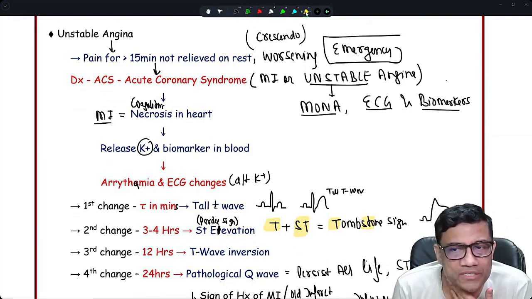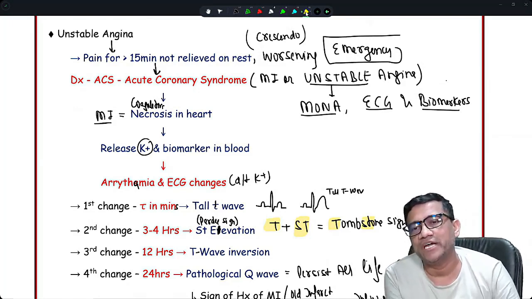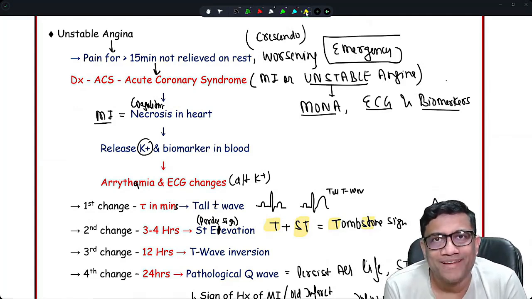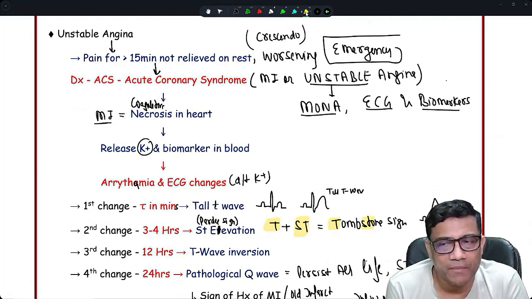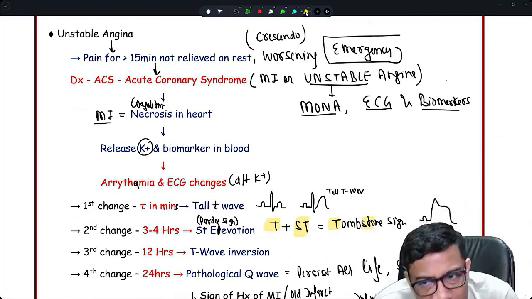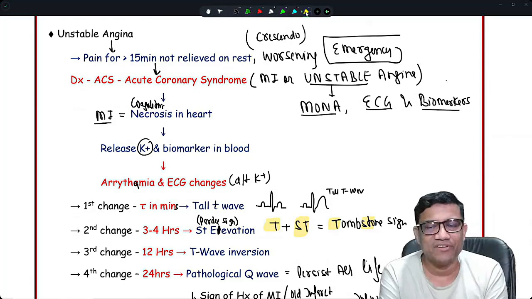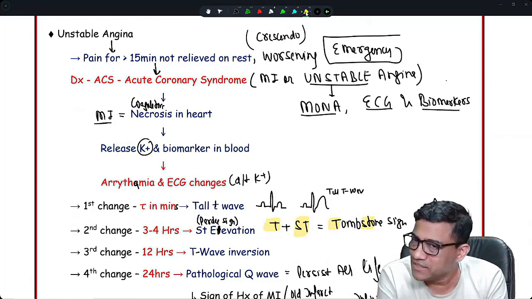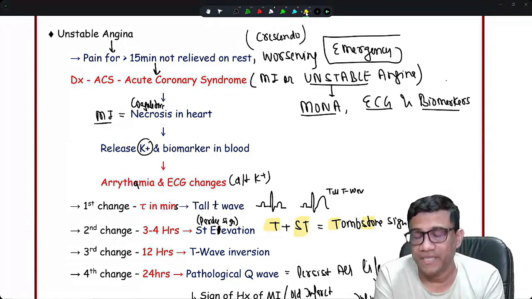Now, acute coronary syndrome can be MI, or it could be unstable angina. So what are the two options? It is MI or unstable angina. Now what do we need to do? We will do MONA. MONA is morphine, oxygen, nitrates and aspirin. Then we need to do ECG and also biomarkers. So remember, ECG is the best, then comes biomarker.